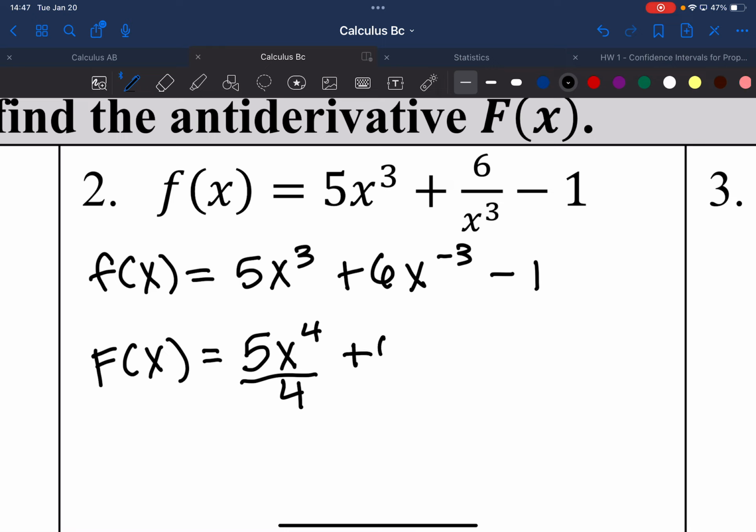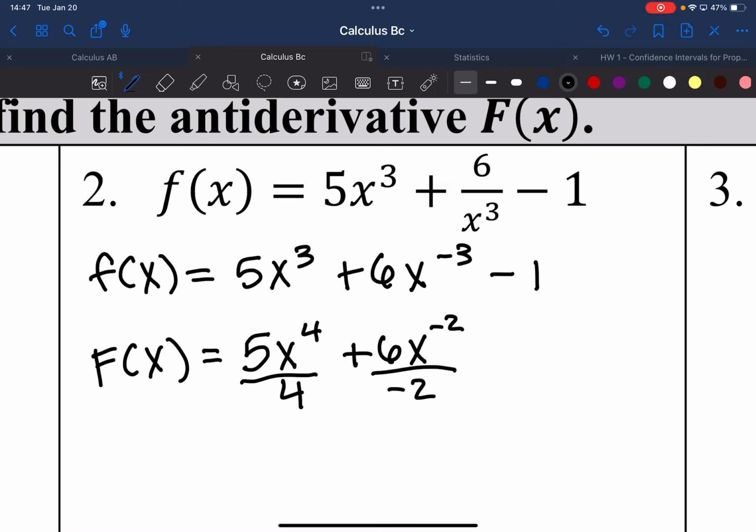6x to the -2 over -2. Correct. So 6x to the -2, because if I add 1 to -3, it's now a -2, and then divide by that new exponent, which is -2.